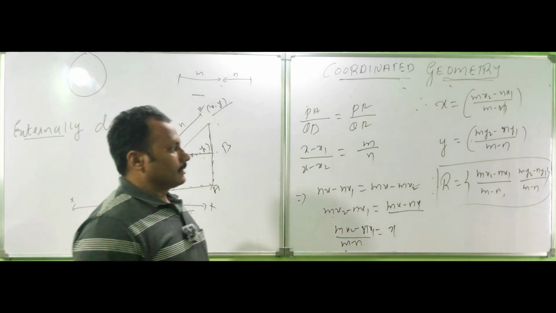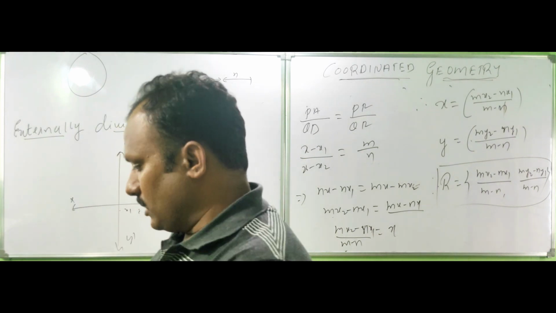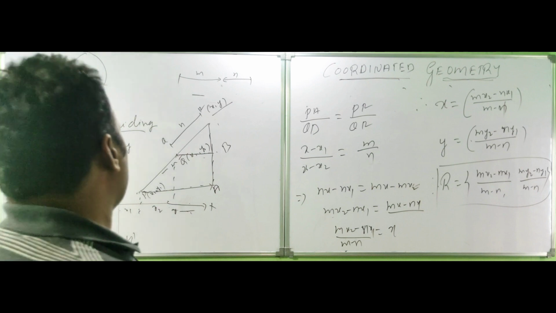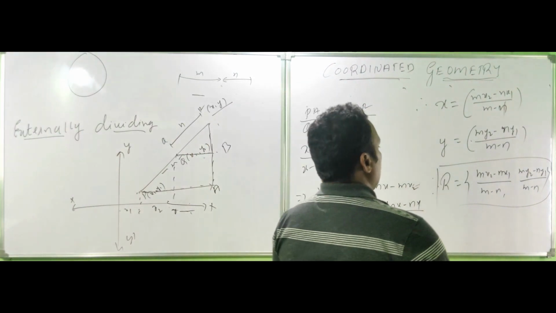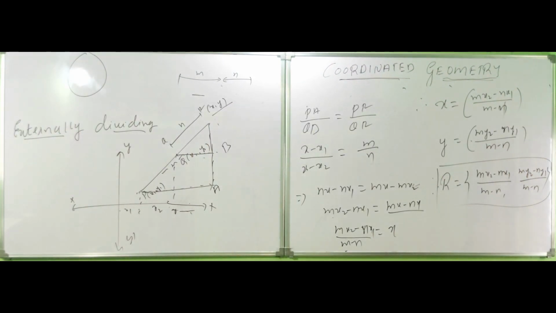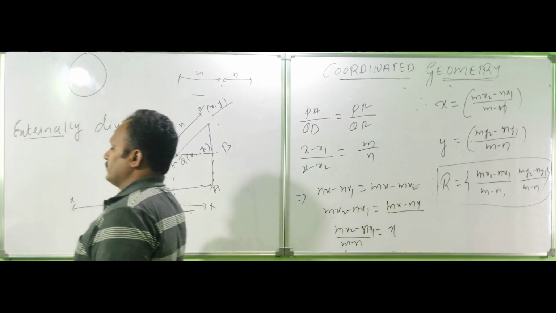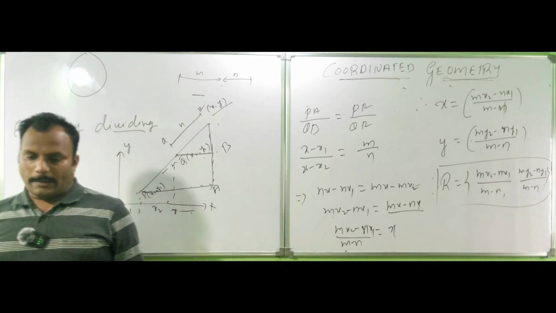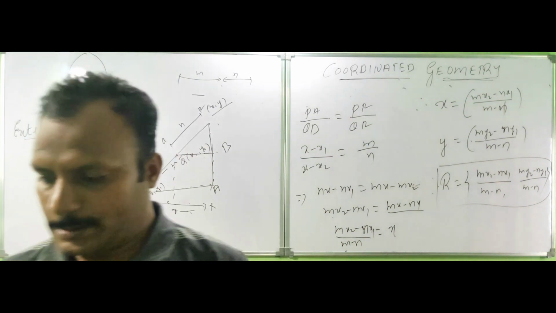Next one is the midpoint formula. Midpoint formula means if m is equal to n, midpoint means dividing exactly equal.